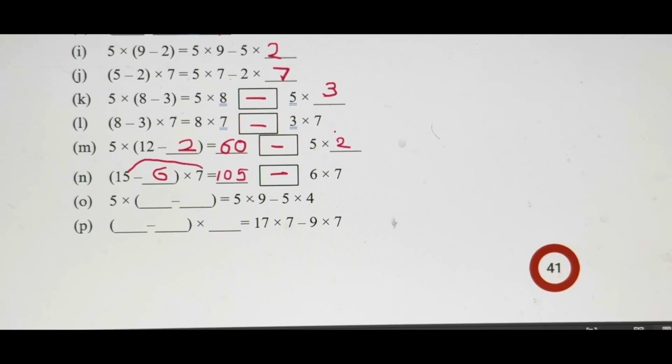Now see the right hand side, all are filled in. So 5 into 9 minus 5 into 4. So here it will be simply 9 minus 4 because 5 is common, it is written outside. And question number P, 17 into 7 minus 9 into 7. So whatever is common in both, that should be written outside the bracket. So we write it here, 7, and here it should be 17 minus 9. I hope you have understood question number 1.